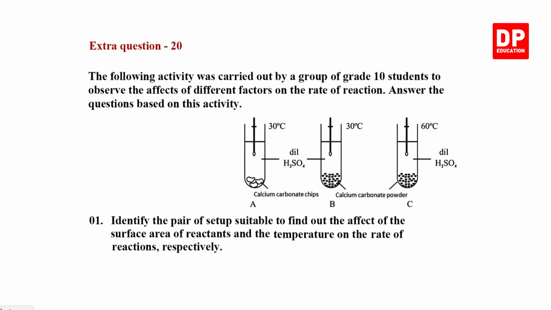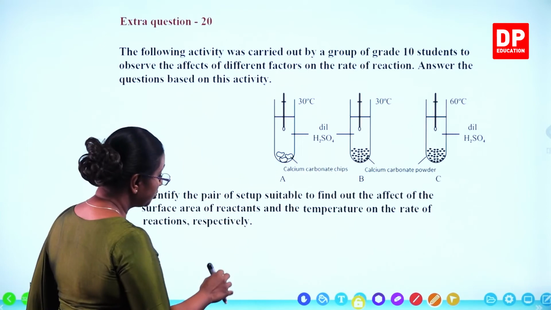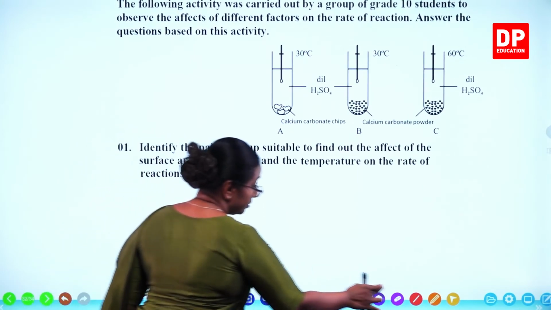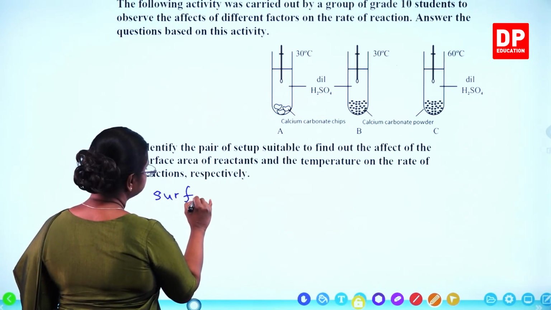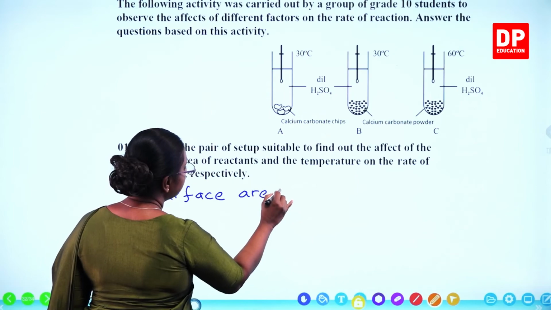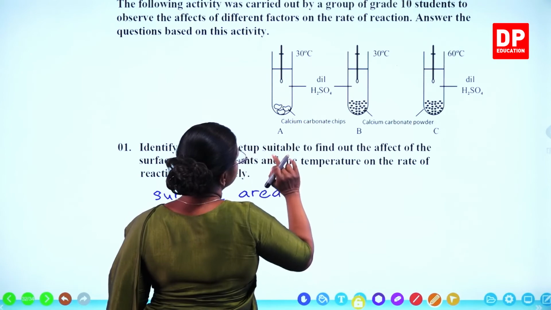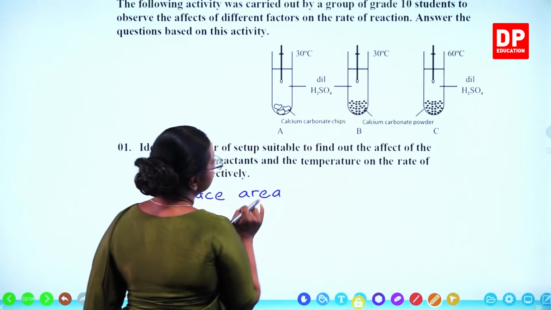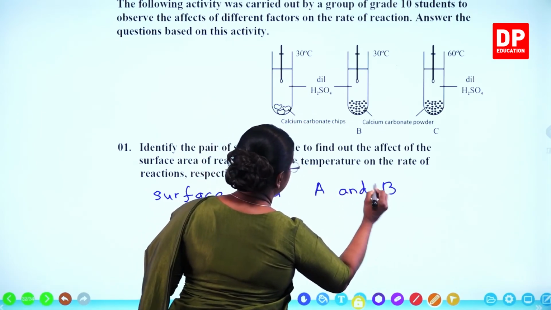First one, identify the pair of setup suitable to find out the effect of the surface area of reactants and the temperature on the rate of reactions respectively. So they have mentioned the factors, but they want you to identify the pair of setup. So if it is surface area, the temperature should be same. So A and B 30 degrees. Calcium carbonate chips and calcium carbonate powder. So it should be A and B.